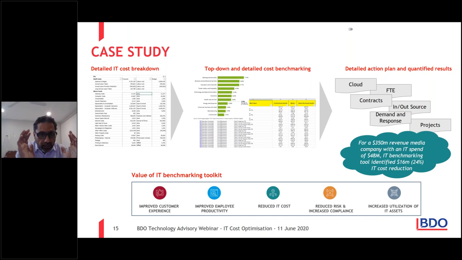So there are benefits in there. There is value in going through that exercise, but it's not only about costs. When we looked at the benchmarking activity, especially with this client, we realized that there were a lot of places where we could invest to improve customer service. There were a lot of areas where employee productivity went up, especially when they were no longer doing the manual activity of managing spreadsheets, manipulating data, etc. Cost reduction is what we touched upon. Then risk and compliance, and the last one was asset utilization.